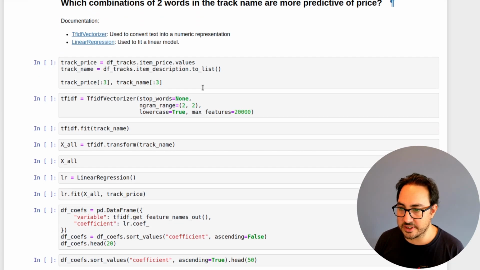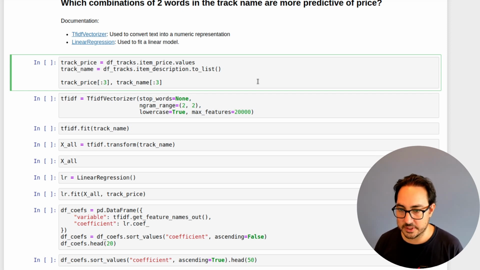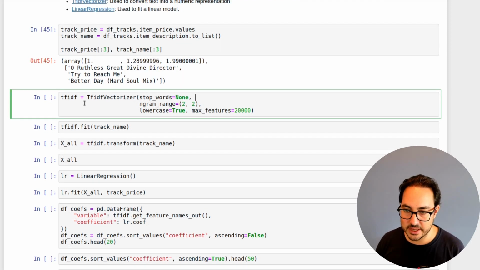It gives us an idea of how the songs are titled. The other question I had is, what combination of two words in the track name is more predictive of price? So let's say you're a commercially minded musician and you want to make a song that will sell a lot. So, okay, how can we call the song? The way I thought of doing this is first I'm selecting the item price, and then I'm selecting the item descriptions, and then I'm basically converting the text into a representation I can use with a model.